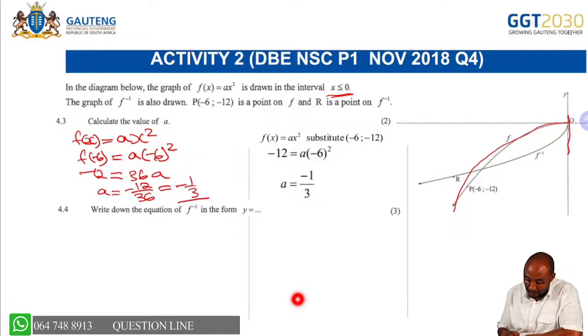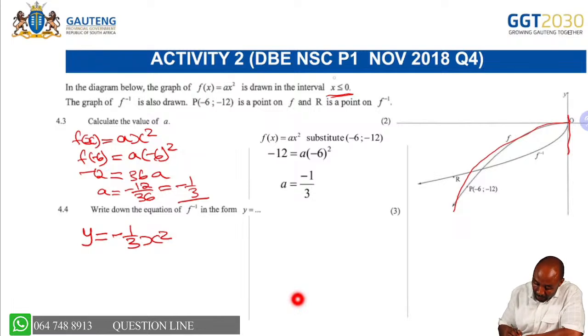Write down the equation of f inverse in the form y. Remember, we have a restricted domain, so y is equal to, now that we have the value of a, negative 1 over 3 x squared. Remember the restriction: our x is less than or equal to 0, and our y is also less than or equal to 0, because our graph is only defined on the negative y values.